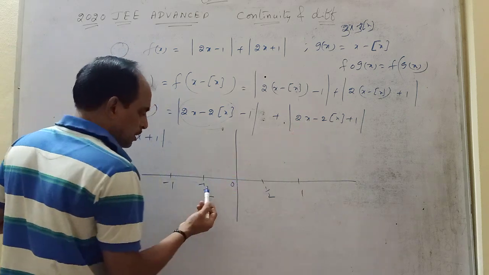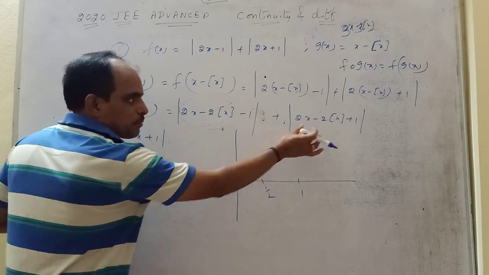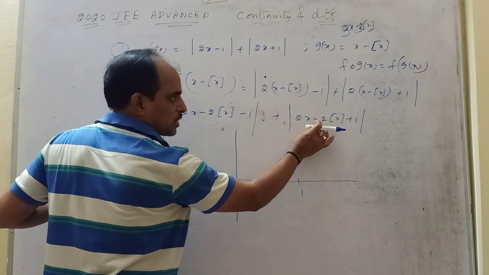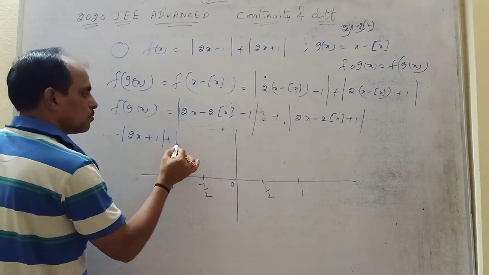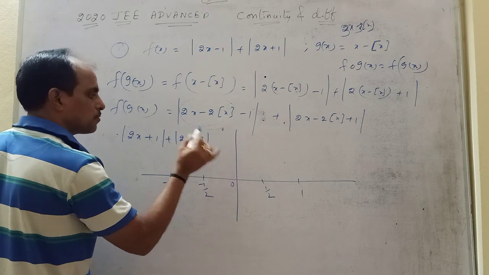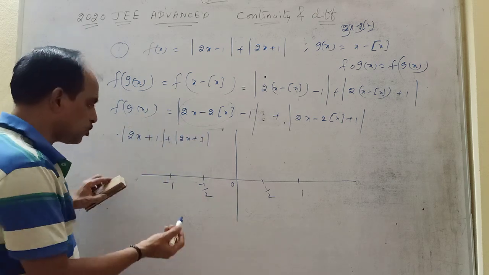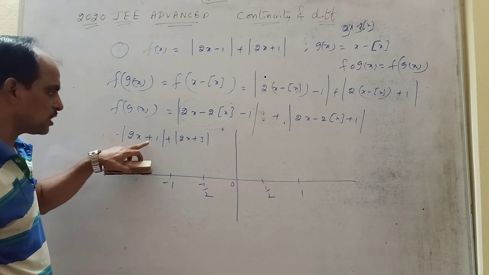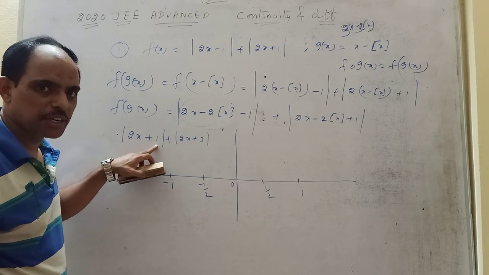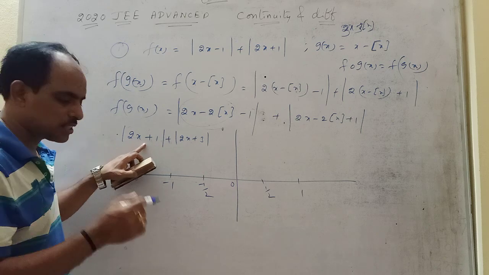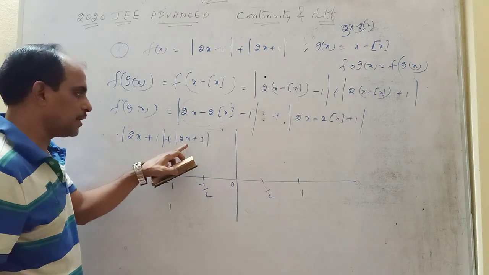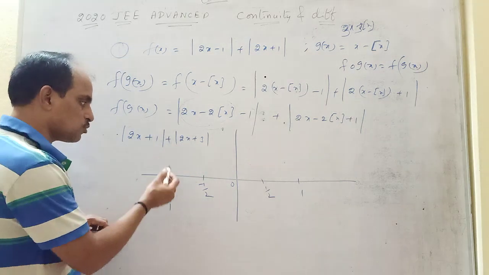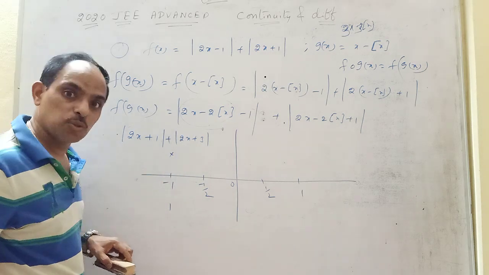Now what about this one? In between -1 to 0, the step value is -1. So plus 2 plus 1, 3. That is modulus of 2x plus 3. Remember this in your mind. Now I am going to take the values. At -1, what happens here? -1 means this is -2 plus 1, which is -1, and because modulus is there, it is 1. And at -1, -2 plus 3 is 1. That is 2. We are getting 2.